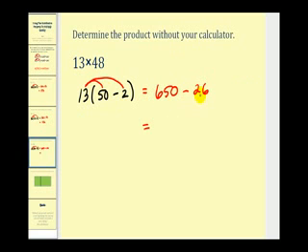Again, if we were able to memorize or store these numbers in our mind for a moment and then subtract, we can see that this difference is going to be 624. Therefore, 13 times 48 is equal to 624.